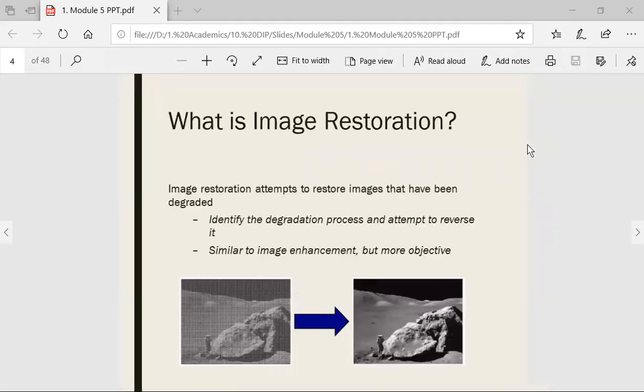So what is image restoration? Image restoration is nothing but attempting to restore the images that have been degraded. You can almost call it a type of image enhancement itself. Image restoration attempts to restore images that have been degraded: identify the degradation process and attempt to reverse it. So it is similar to image enhancement, but it is more objective. Some basic examples are shown here. Please see that one.